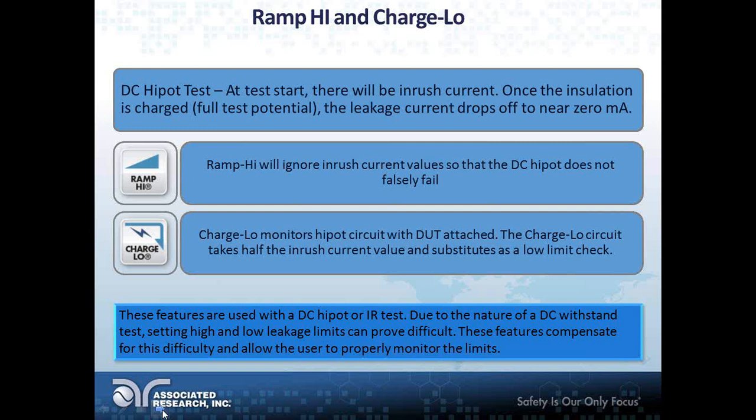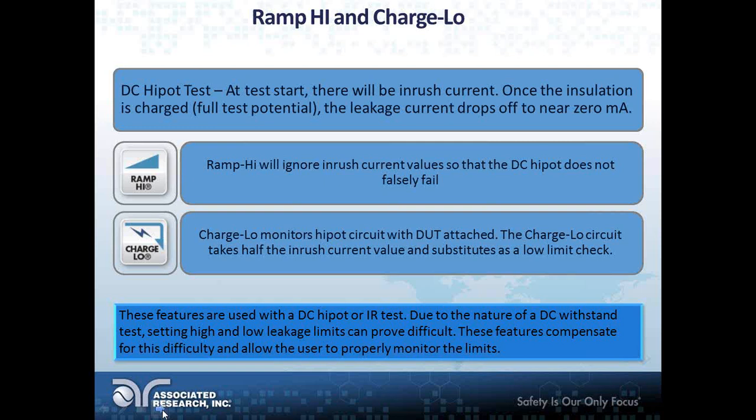Number one, what if for your DC Hipot test you have a high limit? I'll just throw out an example. UL 1703, I don't want to say the wrong number here, I think it's 1703 for flat plate photovoltaic cells, solar panels, stuff like that. They have a high limit for their Hipot test of 50 microamps. That's not a lot of current.